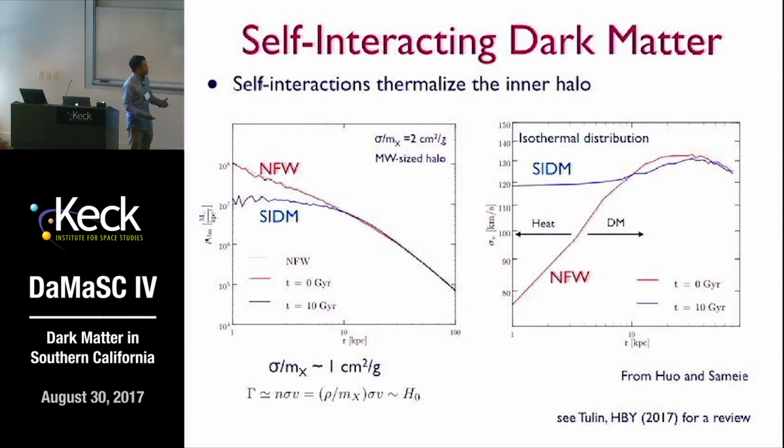Right? So it means those inner particles will gain kinetic energy and move to the outer, larger region. So the density goes down and the temperature increases. And if the system has a constant dispersion, which means it has a constant temperature, which means the system is in equilibrium, right? It follows the isothermal distribution.